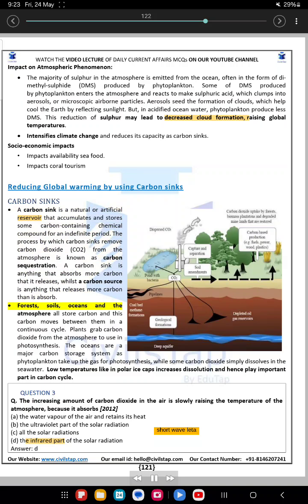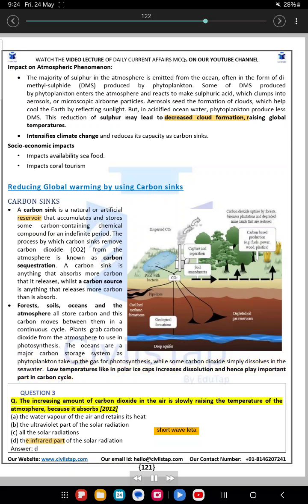Forests, soils, oceans and the atmosphere all store carbon. Carbon moves between them in a continuous cycle. Plants grab carbon dioxide from the atmosphere to use in photosynthesis. The oceans are a major carbon storage system as phytoplankton take up the gas for photosynthesis, while some carbon dioxide simply dissolves in the seawater. Low temperatures like in polar ice caps increase dissolution and hence play an important part in the carbon cycle.